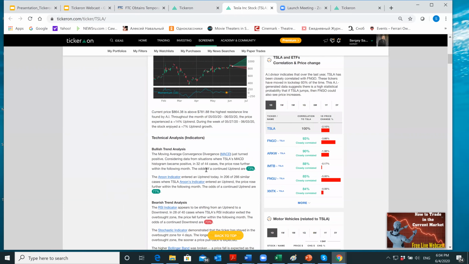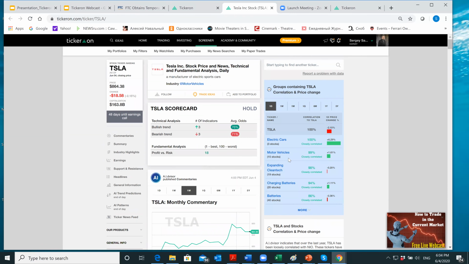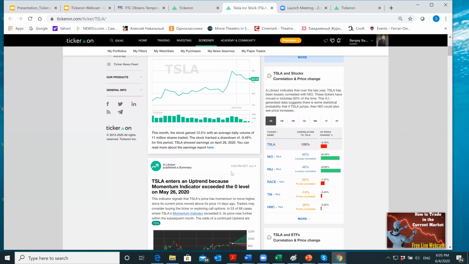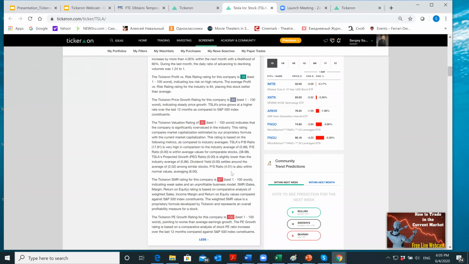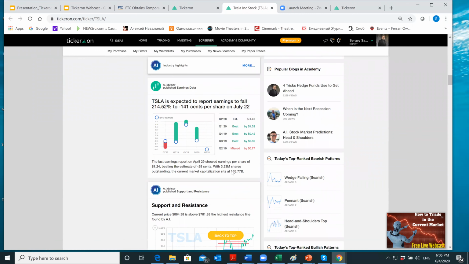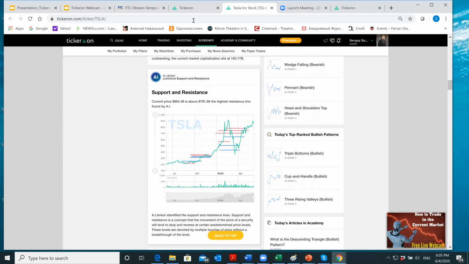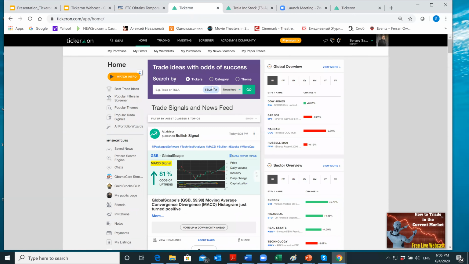There is a lot of other information you can find on this site. For instance, Tesla belongs to some groups, electric cars, motor vehicles, and I will talk about the groups later. You can read quite a lot of information from a technical perspective, a fundamental perspective, and everything is here. You can also find what's going on with the industry.